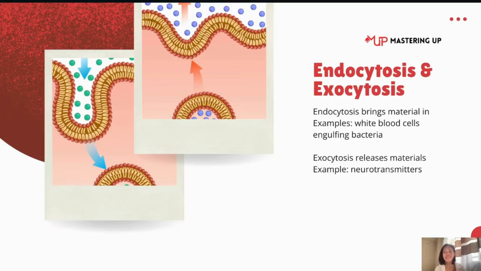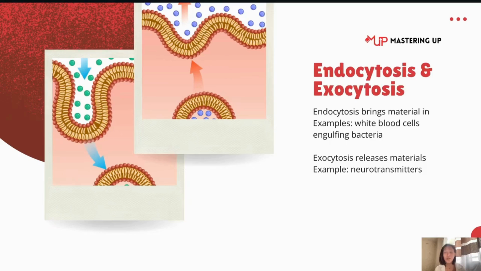Besides the pump, cells can also use vesicles to move large molecules in and out. This is where endocytosis and exocytosis come in. Endocytosis is the process by which a cell takes in large substances by engulfing them in a vesicle formed from the cell membrane. Example is white blood cells engulf bacteria through phagocytosis, which is a type of endocytosis.